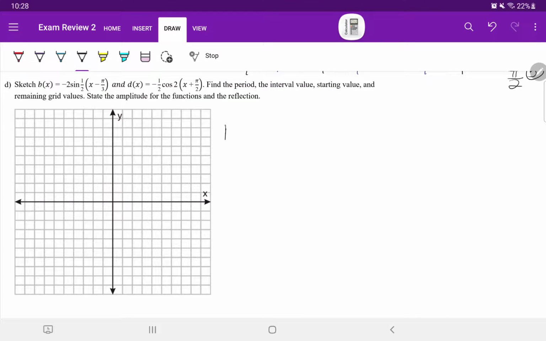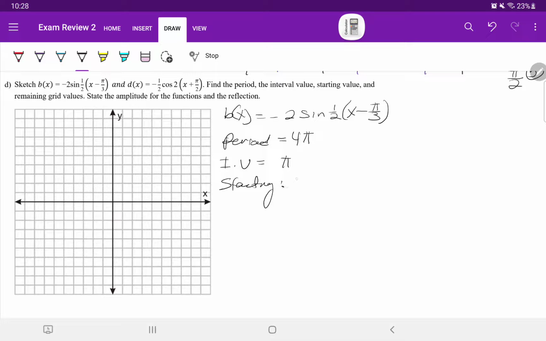So when I want to find the period for b of x, the period will remain the same as the last one. So my period is still going to be 4 pi. My interval value is going to be pi. My starting point is going to be positive pi over 3. Once again, that is a shift of pi over 3 units to the right.